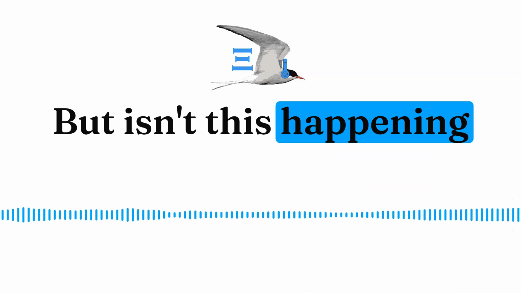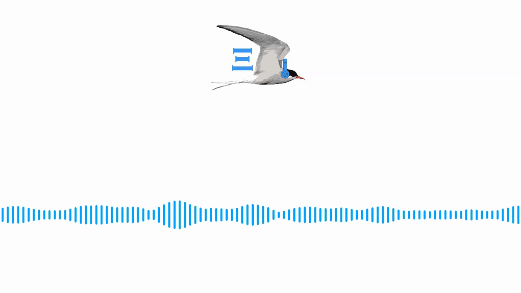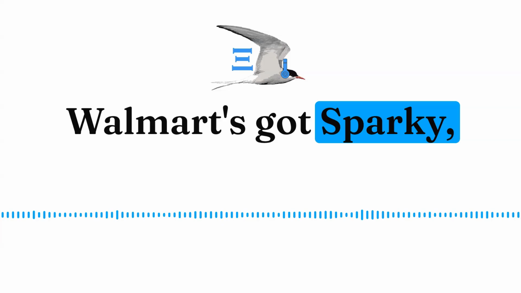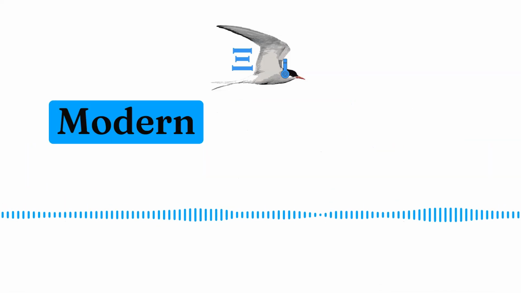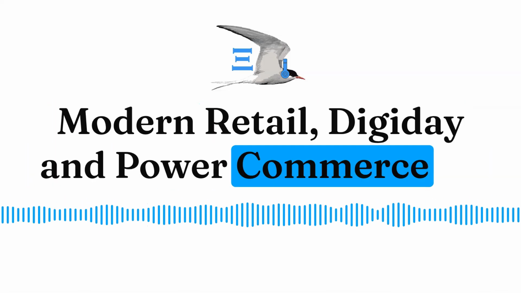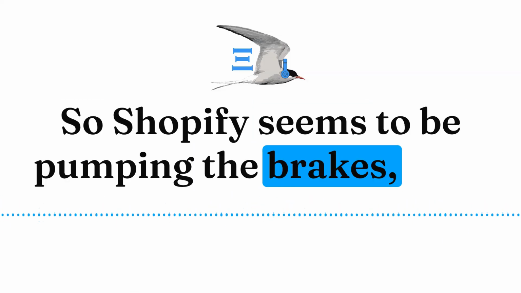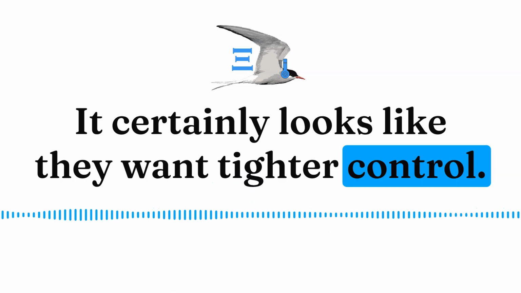But isn't this happening just as competitors like Amazon and Walmart are embracing this kind of AI? That's the fascinating context here. Amazon's testing a Buy For Me feature. Walmart's got Sparky, their generative AI assistant, which could become a shopping agent. Modern Retail, Digiday, and Power Commerce all highlight this contrast. So Shopify seems to be pumping the brakes, or at least trying to steer things. It certainly looks like they want tighter control.